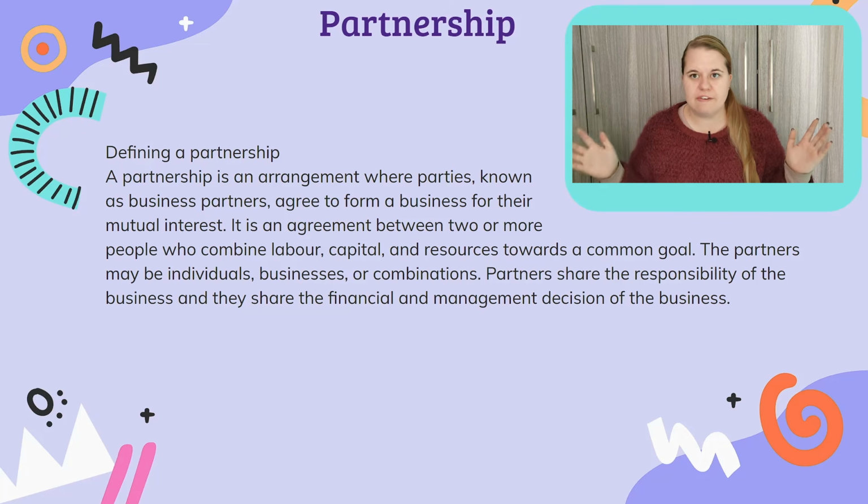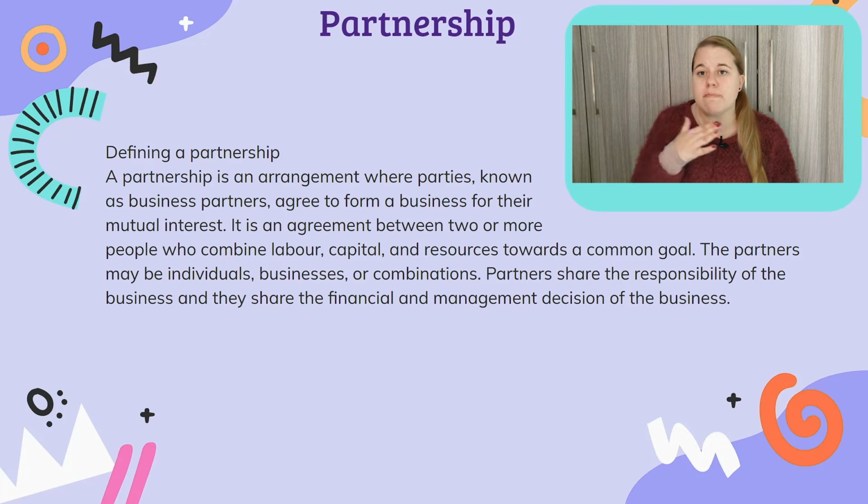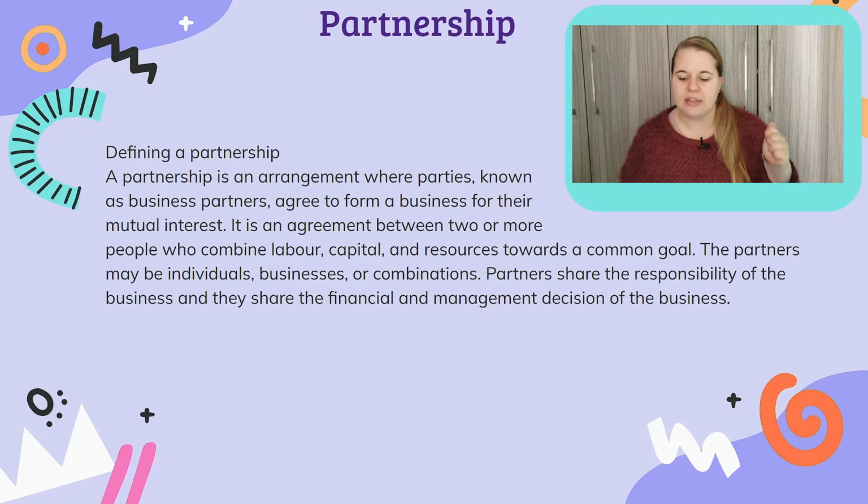2, 3, 4, 5, even 10 of you decide that you're all going to start a business together, and you're all going to have ownership within that business. Okay, so it is an agreement between 2 or more people, meaning there's no max there. So 2 or more. So if I'm just one person, then I'm a sole trader. But once I'm 2 people, then I can be classified as a partnership. Okay, we combine the labor, the capital, and the resources towards the common goal.